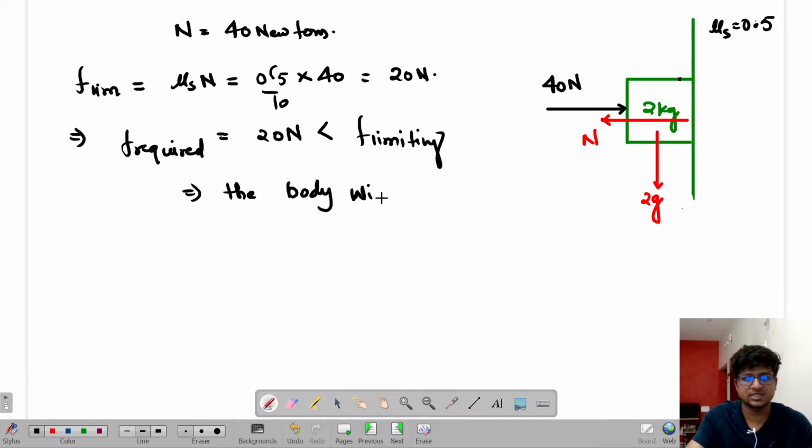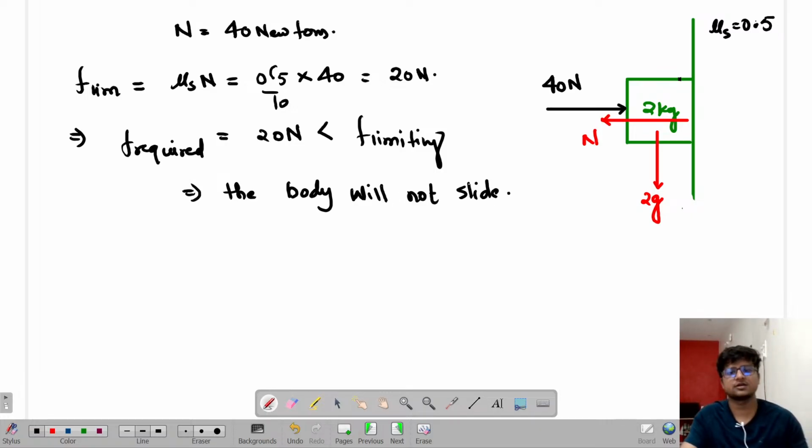So what will happen? The body will slide. Sorry, the body will not slide. Correct or not? But here they are asking you the acceleration of the block. Correct? So how to find the acceleration? Now you have to read this other part.